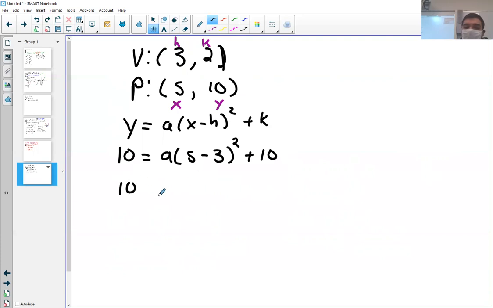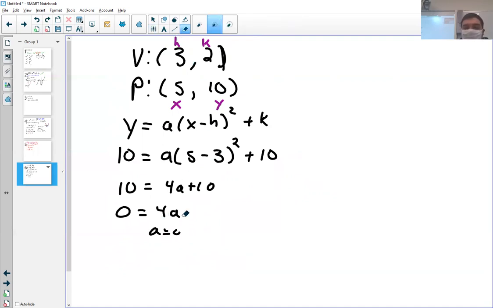So 10, this is 2 squared, so that's 4A plus 10. Oh, wait a second. 0. Okay, I made a mistake. This question causes A to be 0, which means it doesn't exist. So this is a straight line, basically. Just say 0 over 4. So A equals 0. Why is it 4A?